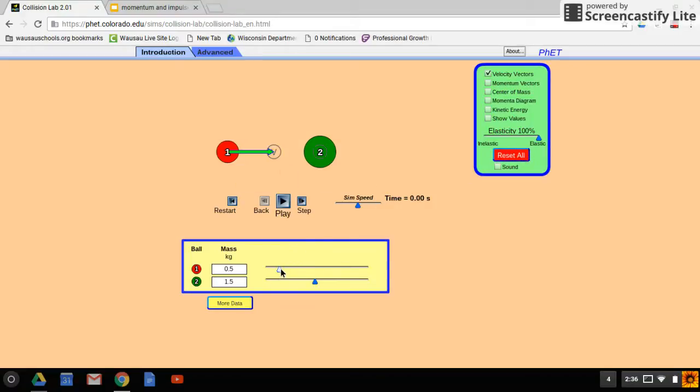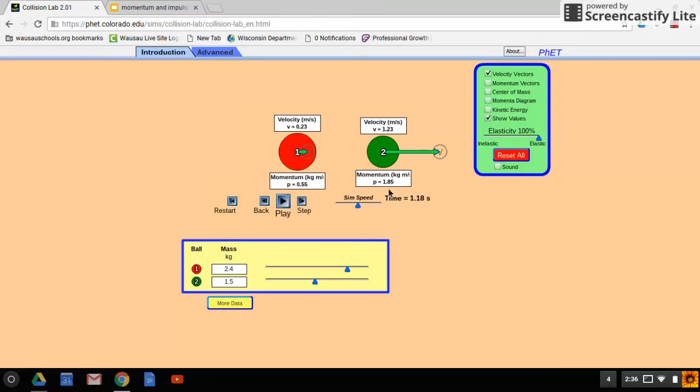I'm going to reset it all. What if we made this object really, really large? Hit play. Let's look at values here. 2.4 and 0, so the momentum afterwards should be 2.4. Boom. Well, 1.85 and 0.55 add up to 2.4. Indeed it does. This ball was smaller, so it took off with higher velocity. This one slowed down. It was moving 1 meter per second, now it's moving 0.23. So that's an elastic collision.